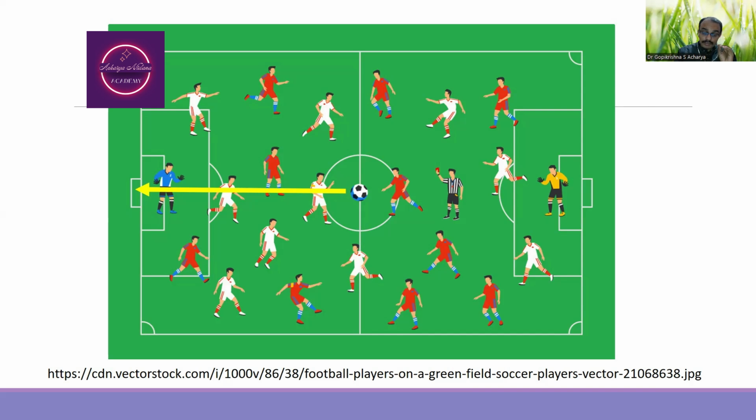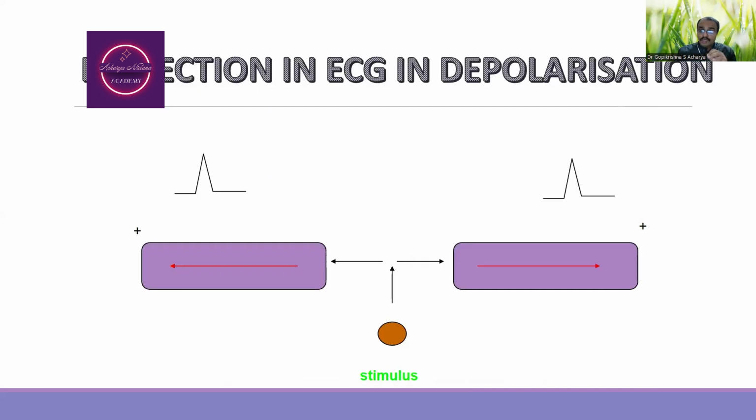In the same way, cardiac depolarization is also considered a vector because it is moving in a certain direction. Consider two myocardial cells with a stimulus taking place in the middle of those cells. If you keep a positive electrode on either side of the myocardial cells, the depolarization moving towards that positive electrode will be responsible for the prominent positive deflection in the electrocardiogram.